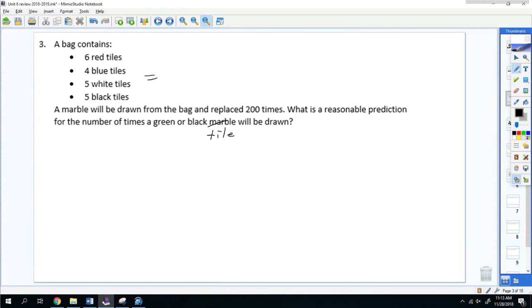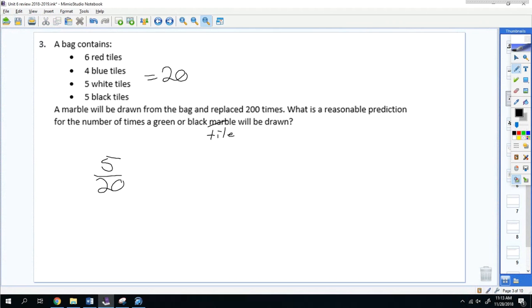Okay, so there's 20 tiles. Probability of getting a green or a black, so a green or black together. Well, first off, there's no green, so that's 0, and then black is 5. So you have a 5 out of 20 chance of getting a green or black tile. Why do I keep saying marble? It's tile.